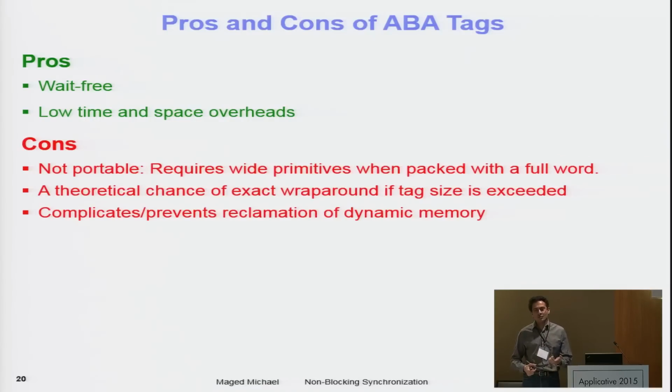And now what do we do? How do we free that memory block and reuse it arbitrarily if some of the fields have semantics that have to be maintained indefinitely, like the tag in this ABA solution? Another thing is, of course, it requires a compare and swap or read and compare swap that are wider than a single word. And also there's a theoretical chance of wraparound, especially if the tag size is small.